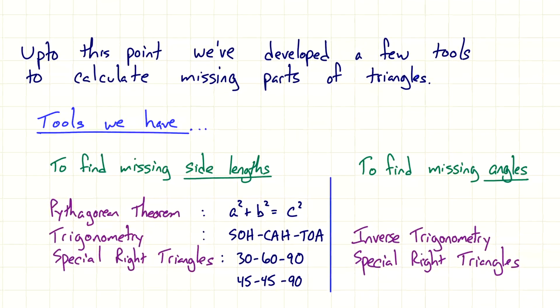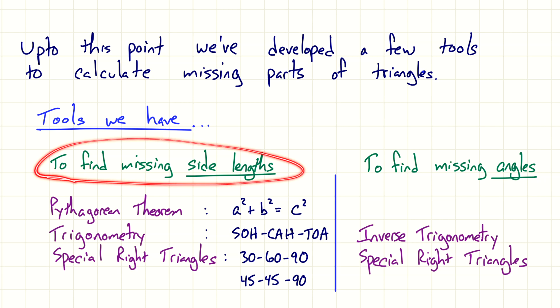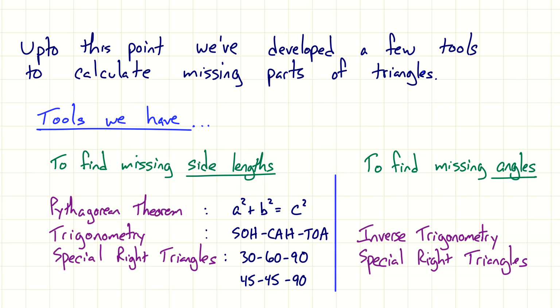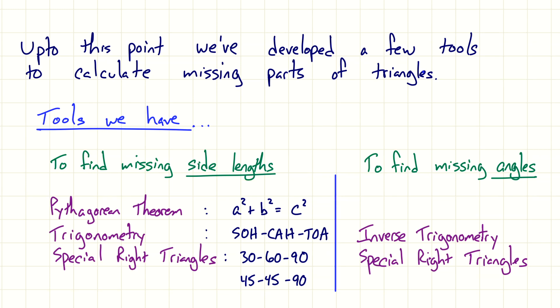So at this point, we've covered a number of methods. We have tools that we could use to find missing information. Here's a summary of what that information is. If we want to find missing side lengths, here are some things that we can use. And actually, I think all these are focused on right triangles. It doesn't say right triangles, but for the most part, this is only right triangles.